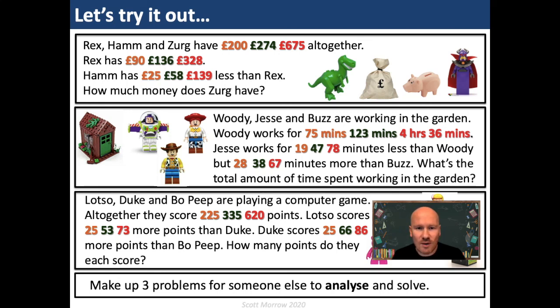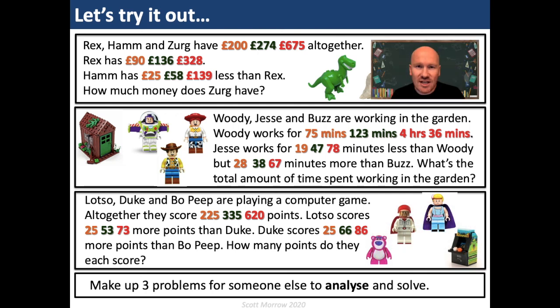For question 2, I'm going to use the green numbers. Woody, Jessie and Buzz are working in the garden. Woody works for 123 minutes. Jessie works for 47 minutes less than Woody, but 38 minutes more than Buzz. What's the total amount of time spent working in the garden?